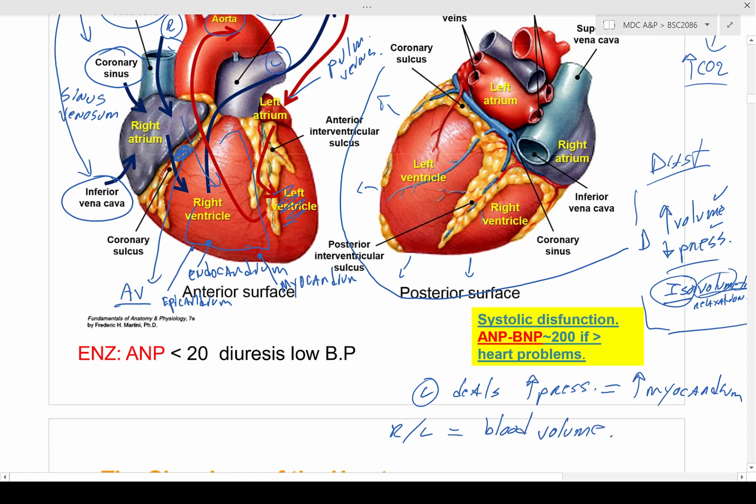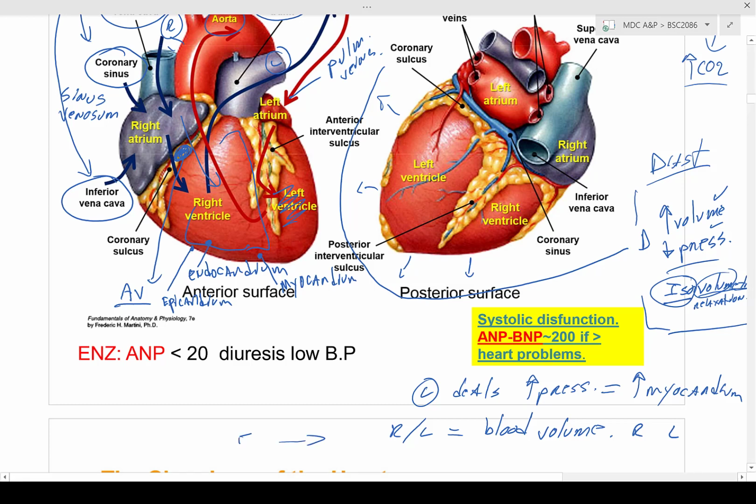Who pushes more blood? Right? We have left. Do we have anything else? Why do you say right? I say left because it has to push up.